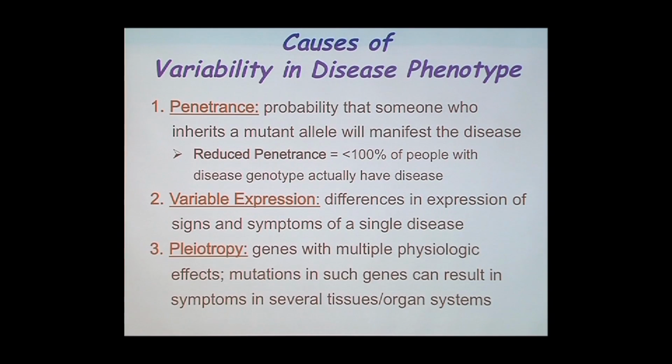Another concept I want to define for you is called pleiotropy. A gene has pleiotropic effects if it can have effects on different systems, different cell types, different tissues, okay? So it's pleiotropic effects on the body.